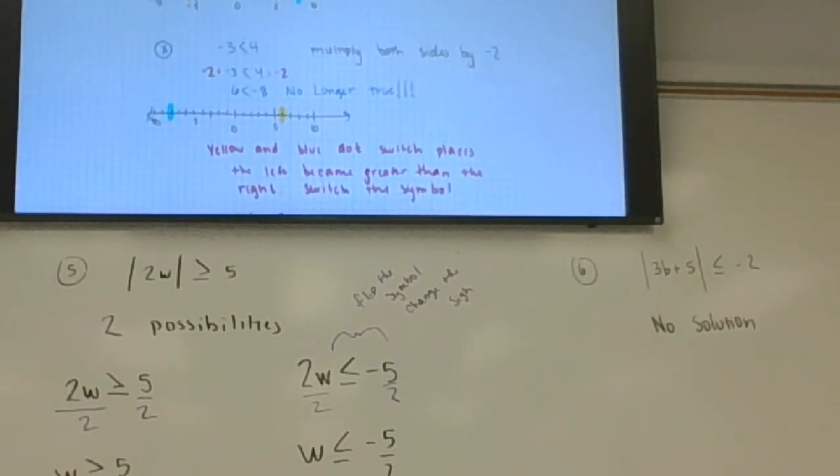So the yellow and blue dots switch because of that negative. So you have to switch the symbol when you multiply or divide by negative. Any questions on that? Okay, get out your homework. It was workbook page 11, 15 through 20.